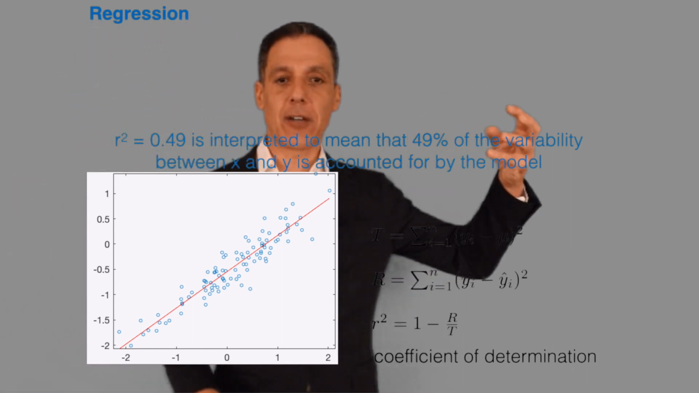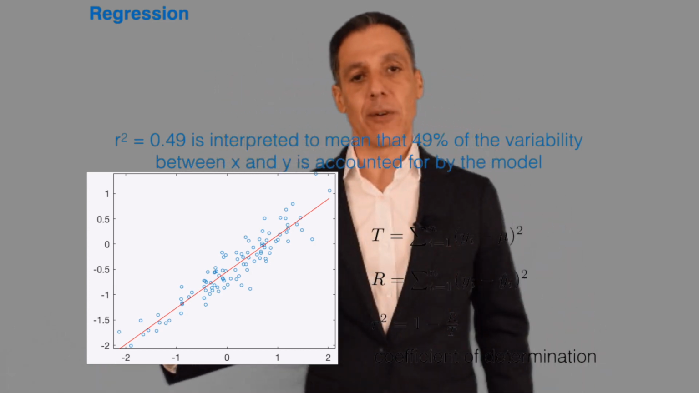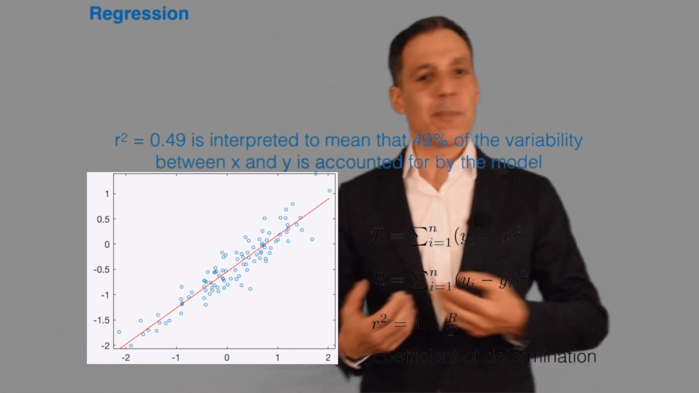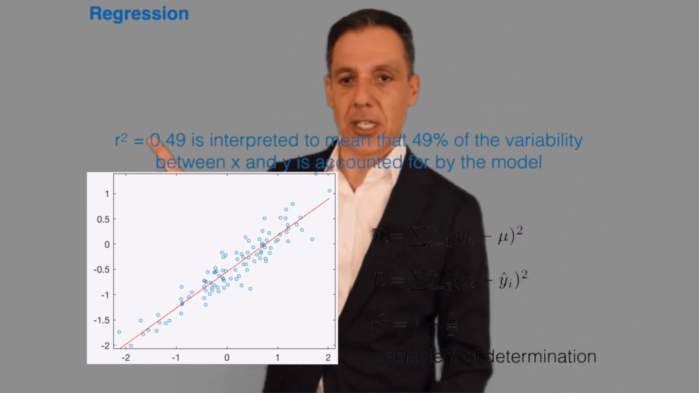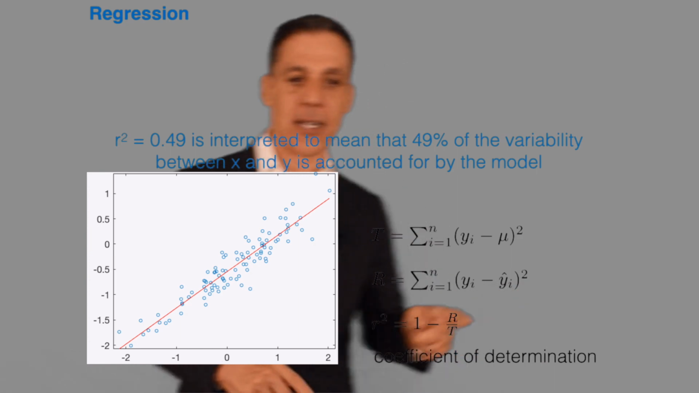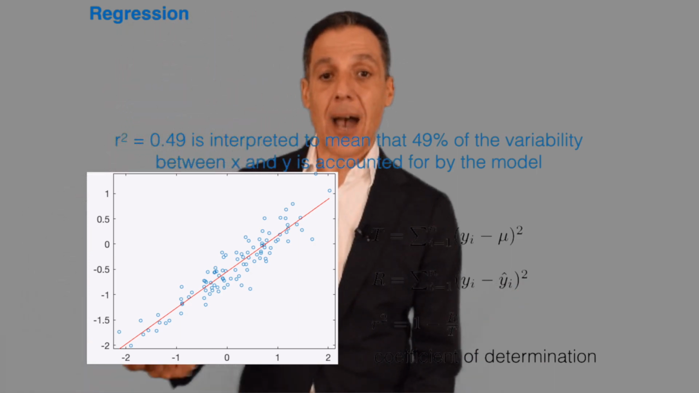So high values of R squared mean you've explained a lot of the variability in your data. Low values mean you have not. And what is good and what is bad depends on the problem, it depends on the domain, it depends on a number of different factors. But here is the way that you can assess the efficacy or the power of your underlying model.